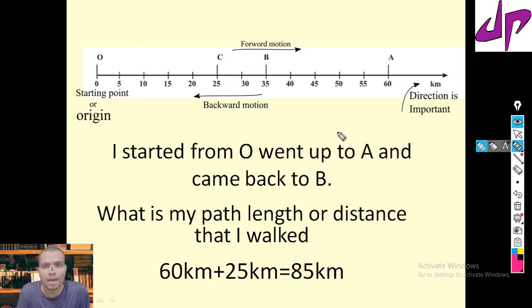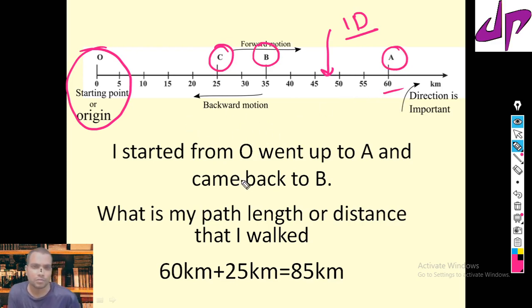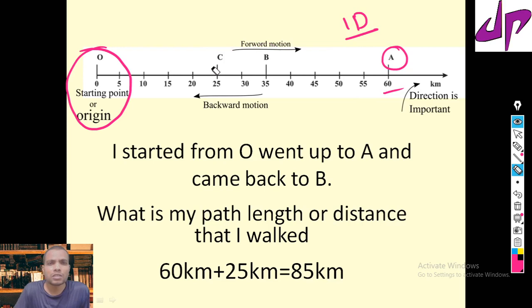Suppose here I have a kilometer line, just one dimension. Here is the starting point, the origin, and it goes up to 60 kilometers. It contains different stops, or different locations you can take, and the arrow mark shows the motion in the forward direction and the motion in the backward direction.